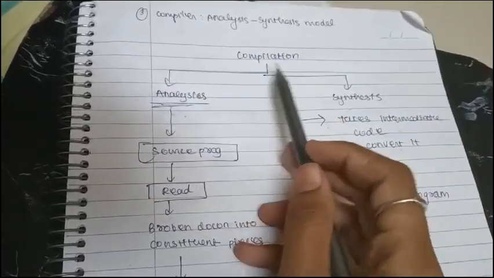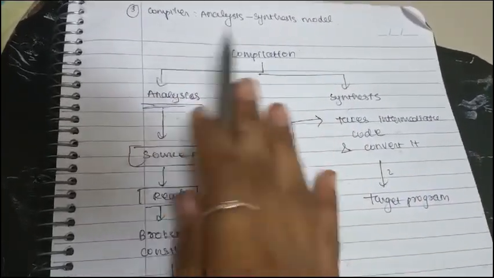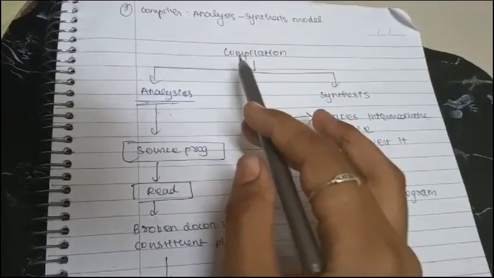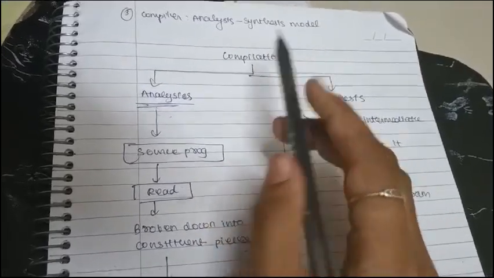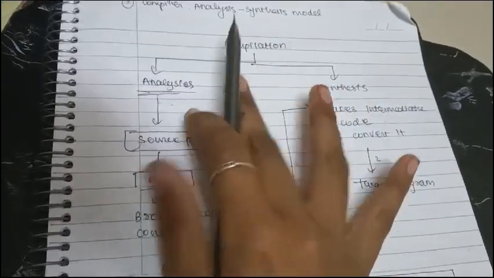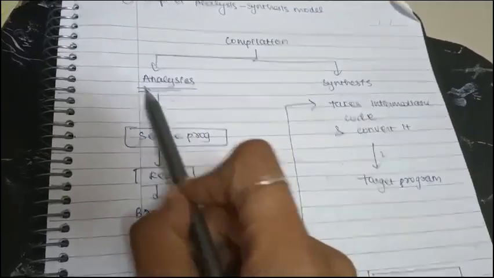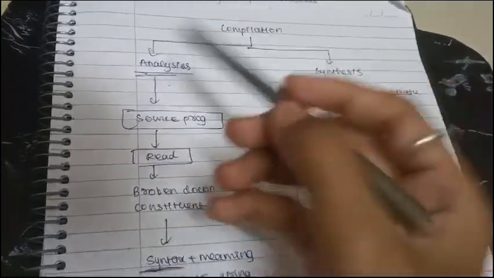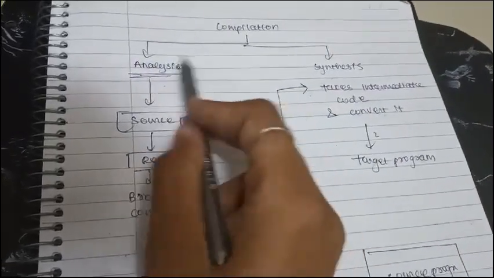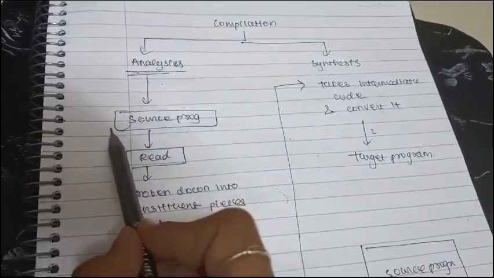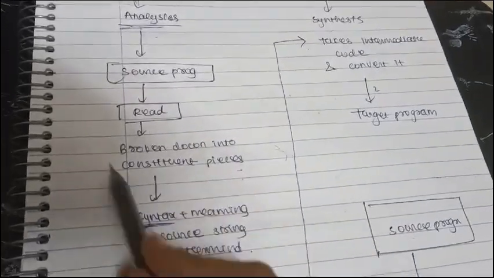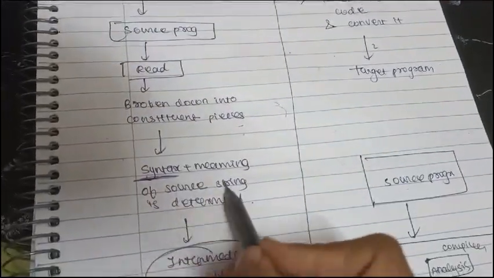So during the compilation process, that is transforming the high level language into the low level language, what the compilation process uses is an analysis synthesis model of the compiler. In the analysis synthesis model, the compilation takes place in two phases, that is the analysis phase and the synthesis phase. In the analysis phase, as the word itself suggests, the analysis of the source program is being done. The source program, which was given as an input to the compiler, is read, broken down into its constituent pieces, and its syntax and meaning is derived.